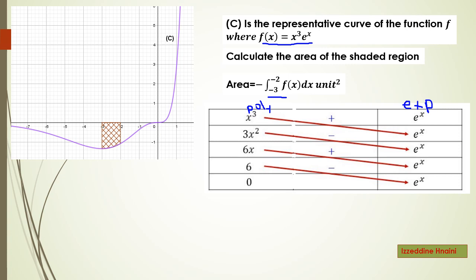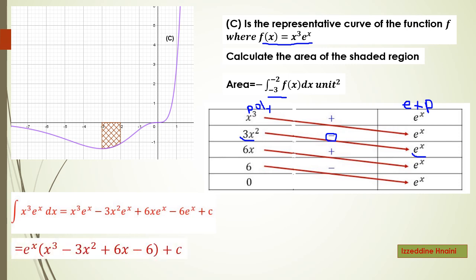Then, the antiderivative of x cubed e power x equals: we multiply the first item of the column on the left by the second item of the column on the right, we get x cubed e power x, minus the second item, 3x squared, multiplied by the third item, which is e power x, and we put minus before them, and so on. So for the antiderivative, we can take e power x as a common factor. It is e power x times (x cubed minus 3x squared plus 6x minus 6).